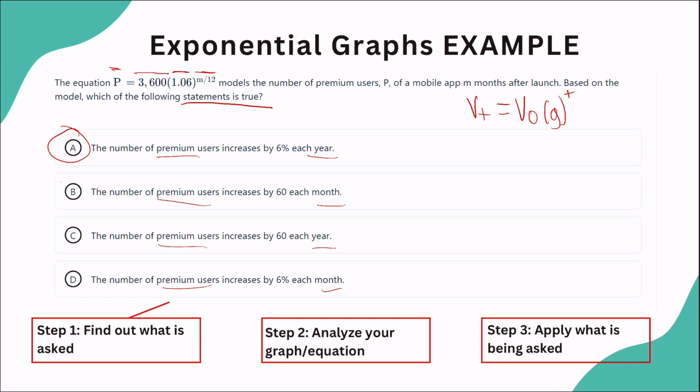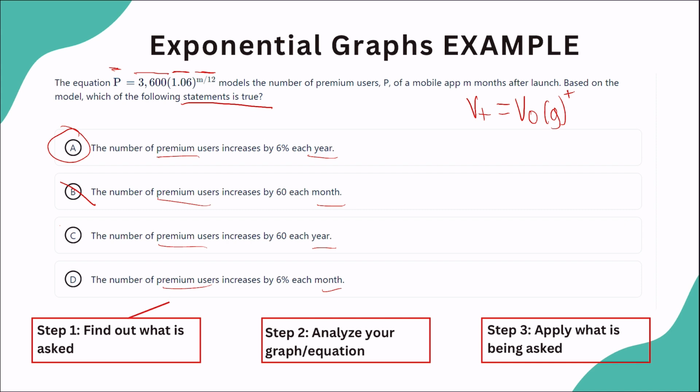B, the number of premium users increases by 60 each month. Well, this one's definitely not right, because we're starting with 3,600 and we're increasing by 6%, but we're increasing exponentially, and so we're never going to have the same amount of increase every month. This one just looks wrong.